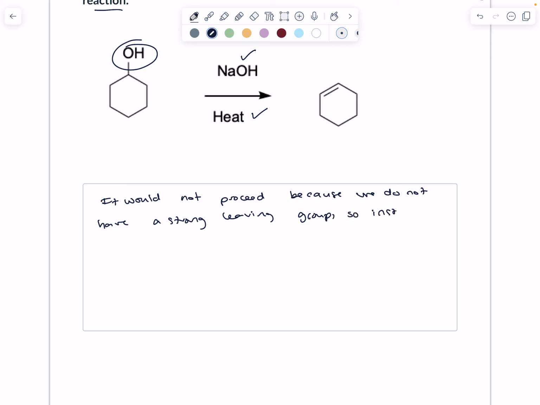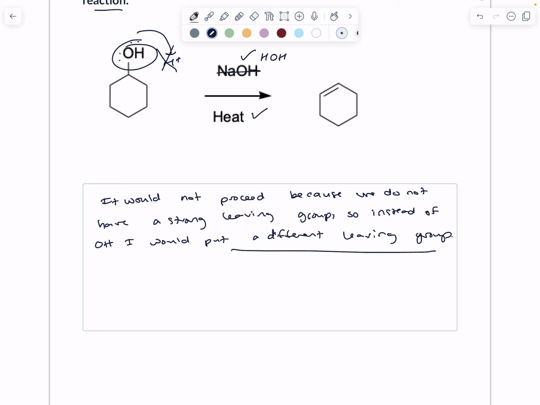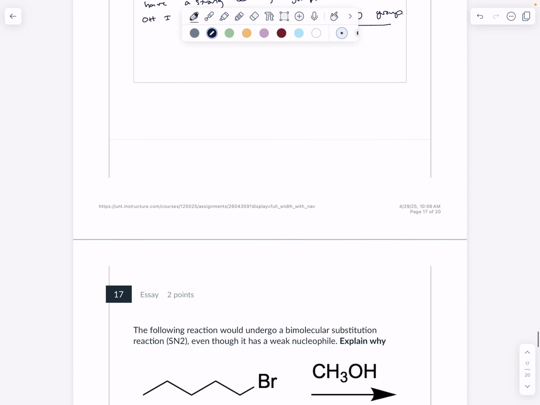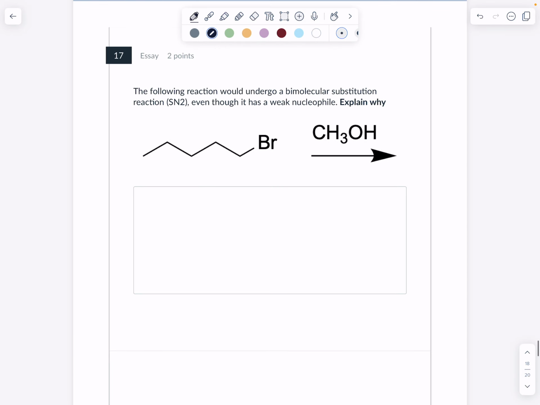So instead of OH, I would put a different leaving group. And you might be thinking that you could just add H plus to protonate it to make it a good leaving group. But actually, it would not protonate that. If you add H plus, it would just make it HOH. So that wouldn't be an option. You need to put a different leaving group. So just saying that would be enough. Not saying that you protonated it. You only get partial credit for that.